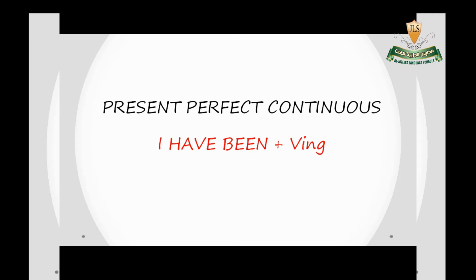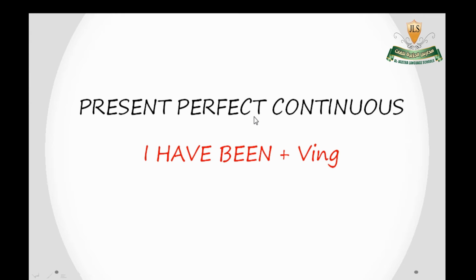Okay, the grammar lesson is about a group of tenses. We are going to learn about three tenses. Today, let's see the first tense. Present perfect continuous: I have been plus verb-ing. Of course, when we have continuous, we are going to put -ing, as we know.